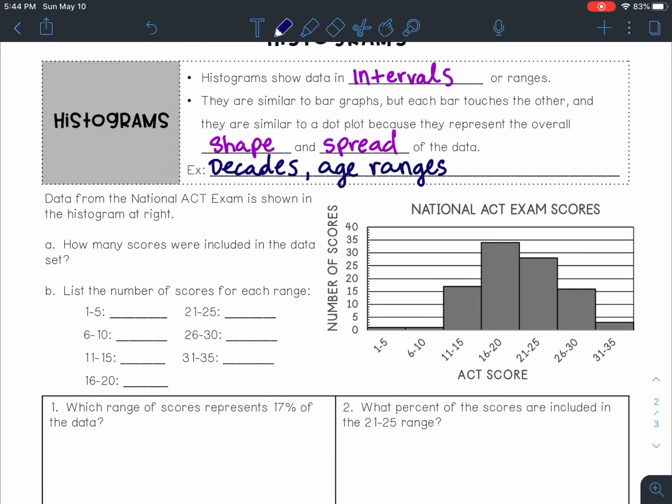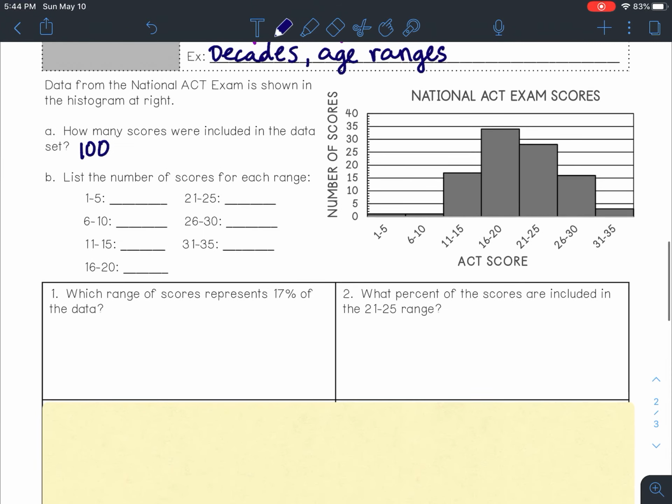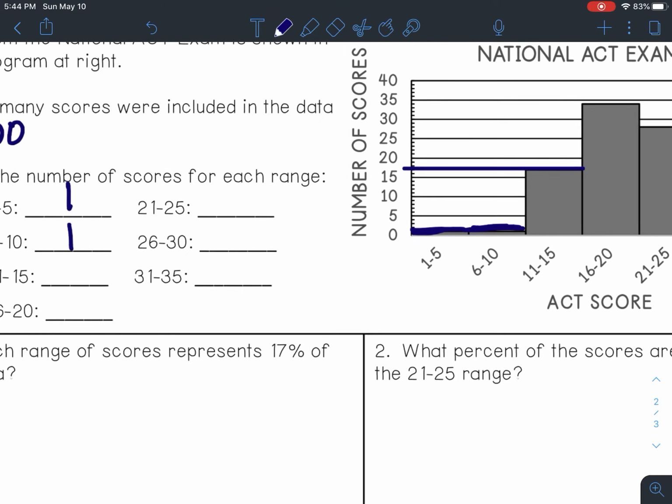So it says how many scores were included in the data set. Now, if I add all these numbers up, I do get 100. So it says list the number of scores for each range. So if I look at this 1 to 5 here, I do see that I only have 1. 6 to 10, I only have 1. And then I jump up to 11 to 15. Now, if I have that straight line and I continue out, I see that I hit 17 there.